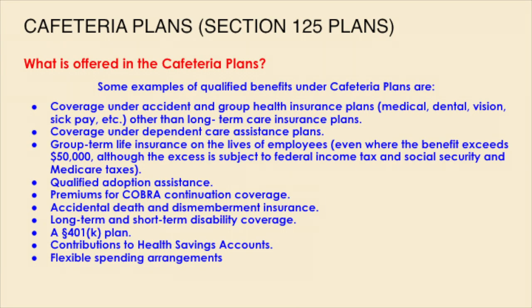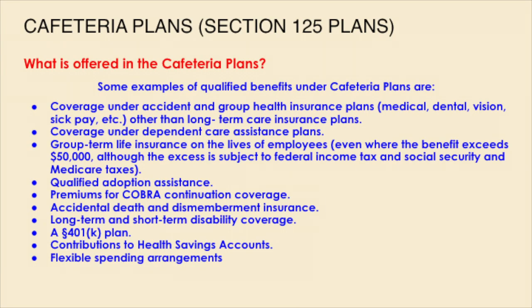Now let's see what is offered in the cafeteria plan. Not all types of benefits can be offered under the cafeteria plan. Following is the list of the benefits that can be included as a part of an overall cafeteria plan that is authorized by section 125. Let's look at the examples. First one is coverage under accident and group health insurance plans, that is your medical, dental, vision, and sick pay, other than long-term care insurance plans.